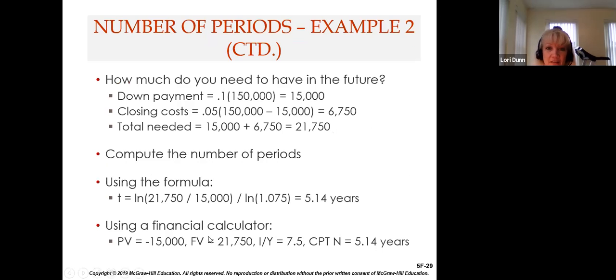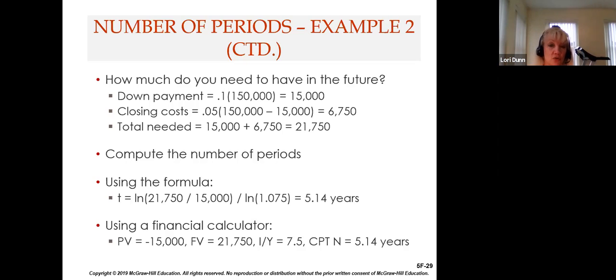So let's take a look. Now be careful here. How much do you need in the future is the question. So the down payment that you're looking for is 10% of $150,000. And if you're going, oh yeah, we already have that. We have $15,000. No, you don't. You have $15,000 to cover the cost of the loan, or the $15,000 to cover the down payment plus the closing costs on the loan.